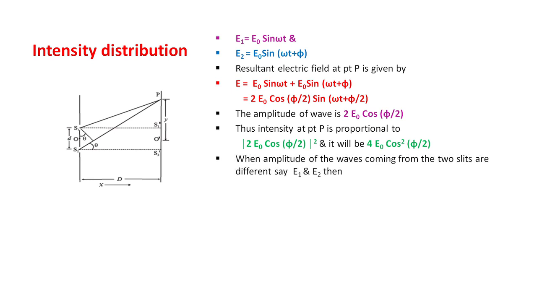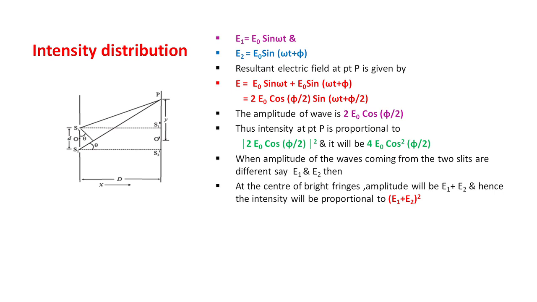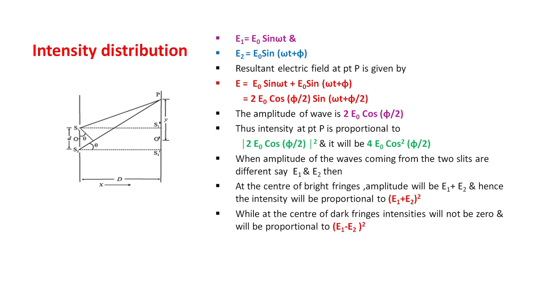When the amplitudes of the waves coming from the two slits are different, say E1 and E2, then at the center of bright fringes the amplitude will be the addition of these two, E1 plus E2, and intensity is proportional to (E1 plus E2) squared. While at the center of dark fringes the intensity will not be zero; it will be proportional to (E1 minus E2) squared. This is the equation for intensity distribution.